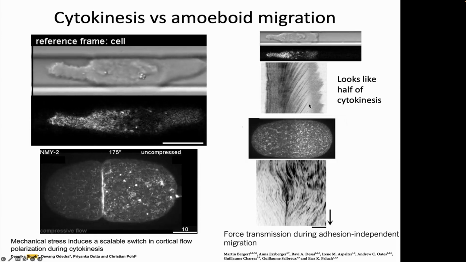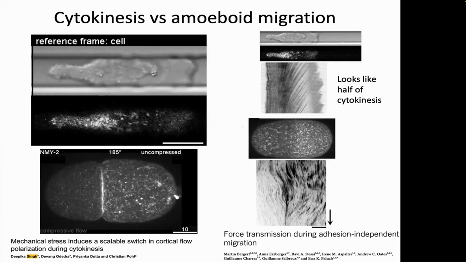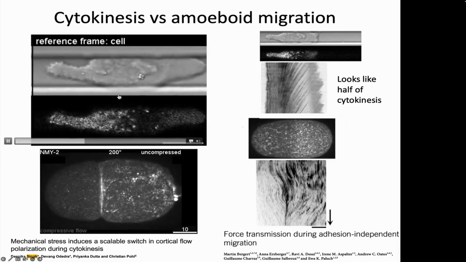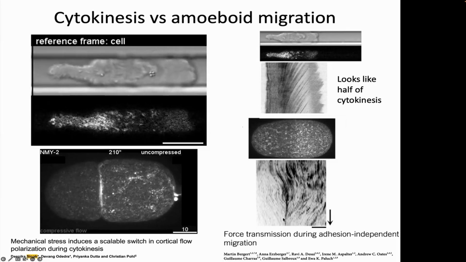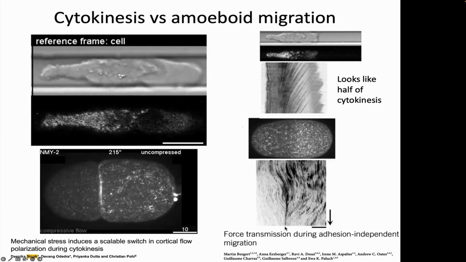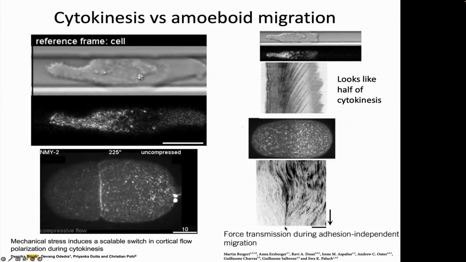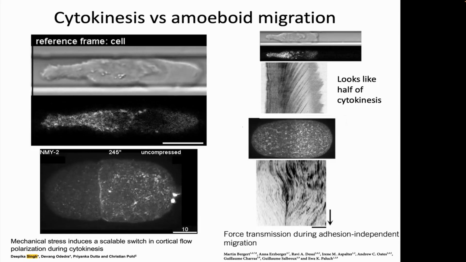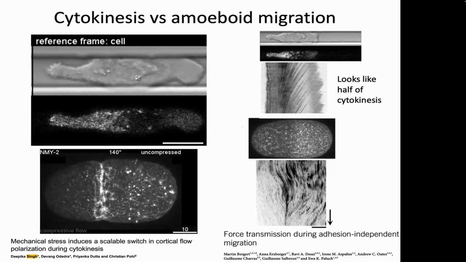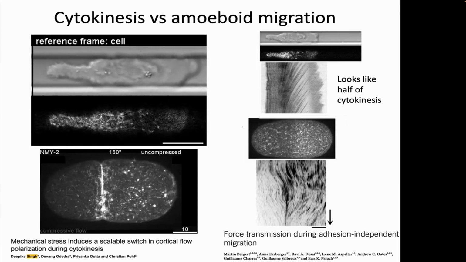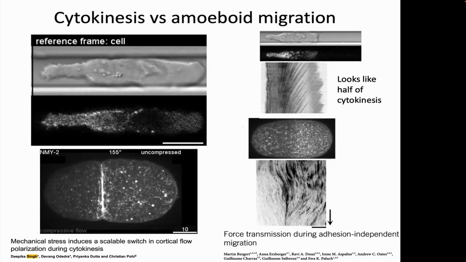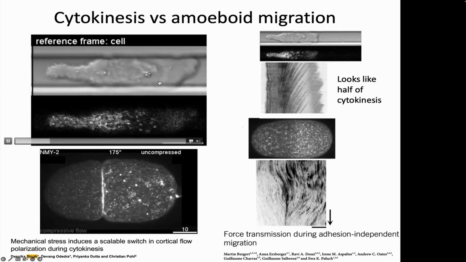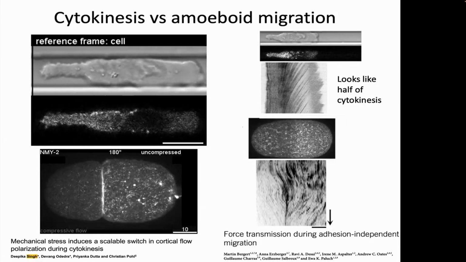When I was thinking of this problem, looking at these movies, it really struck me that if you look at the front end of a cell undergoing ameboid migration, it looks pretty much like one half of a cell undergoing cytokinesis. And since the molecules involved in ameboid migration, for example myosin and actin, and the signaling pathways, for example Rho in particular, are common between these two cell types, it leads to the idea that perhaps ameboid migration somehow evolved from cytokinesis.